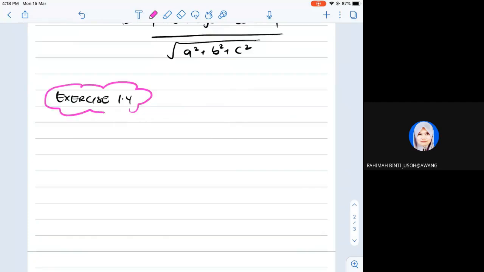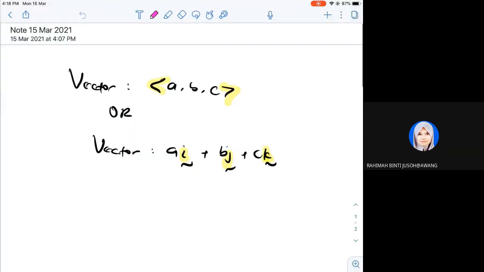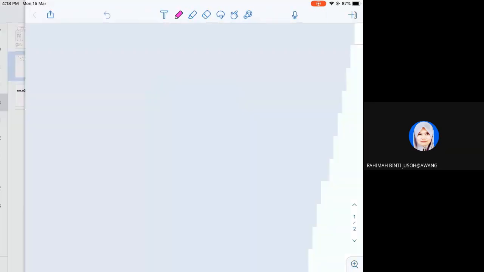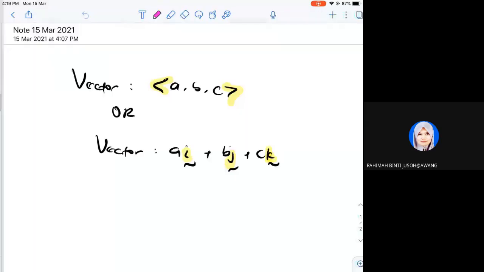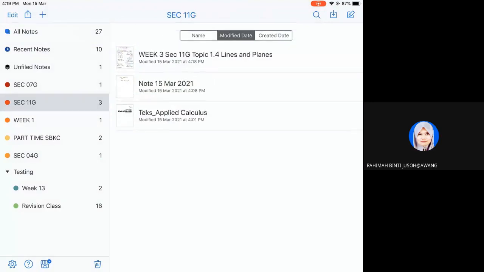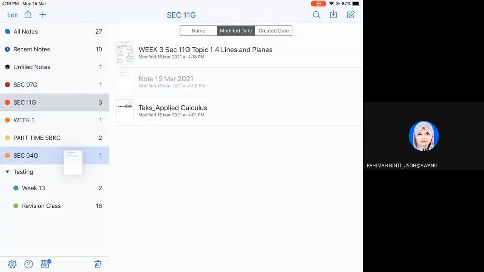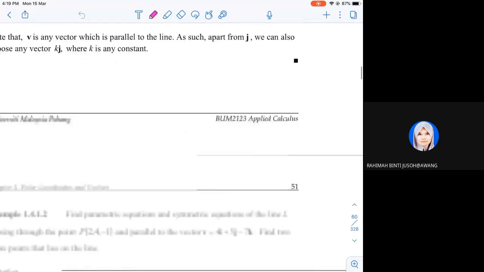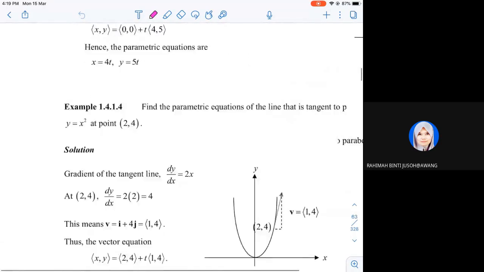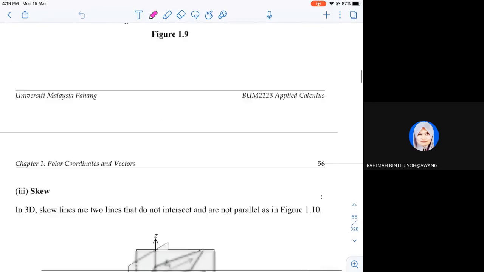Okay. Saya delete lah. Okay. Look at the exercises.